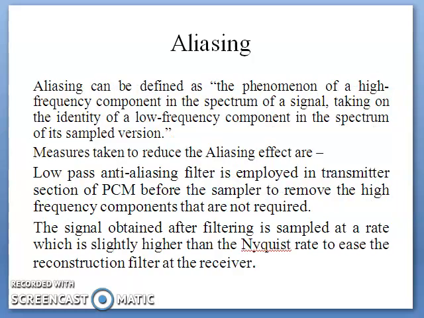Aliasing can be defined as the phenomenon of a higher frequency component in the spectrum of a signal taking on the identity of a lower frequency component in the spectrum of its sampled version. Now, how can we reduce this aliasing effect? A low pass anti-aliasing filter is employed in the transmitter section of pulse code modulation before the sampler to remove the high frequency components that are not required. The signal obtained after filtering is sampled at a rate slightly higher than the Nyquist rate for easy reconstruction of the filter at the receiving end.